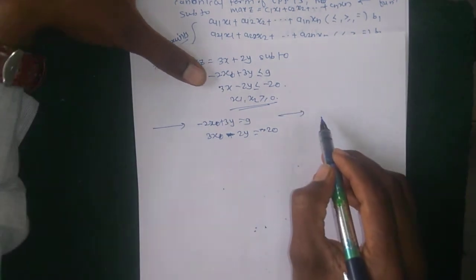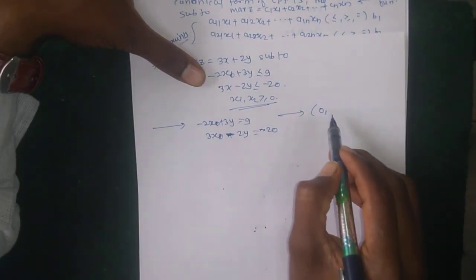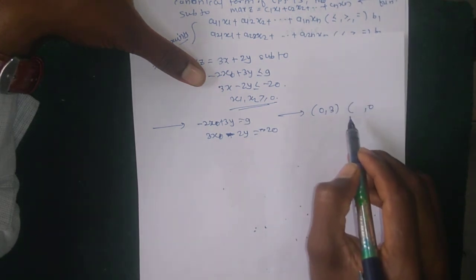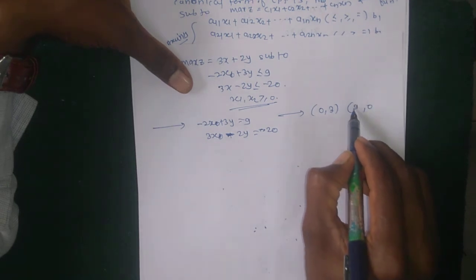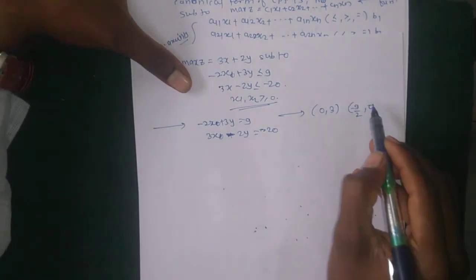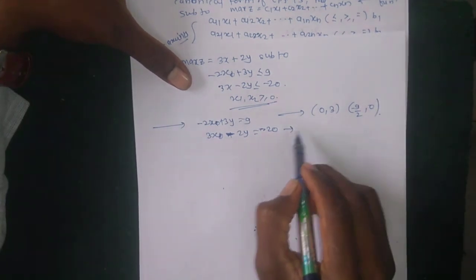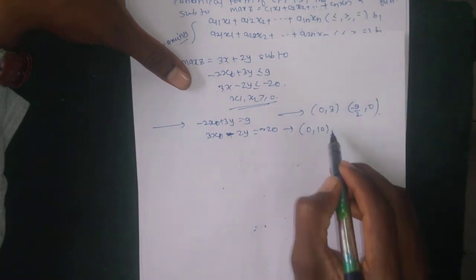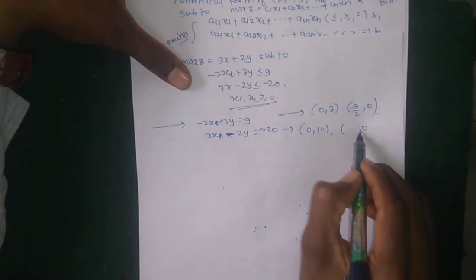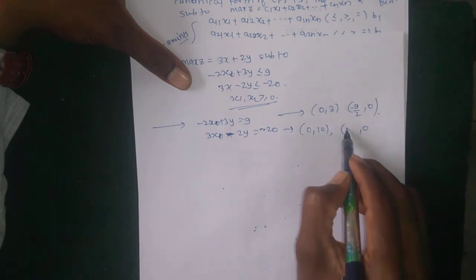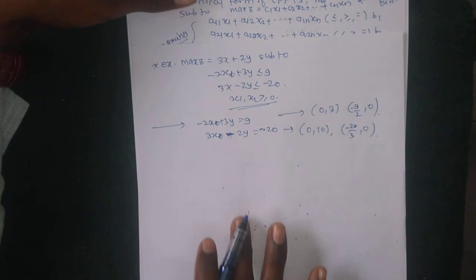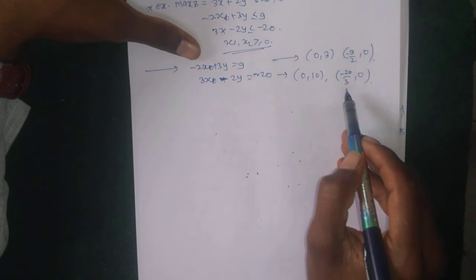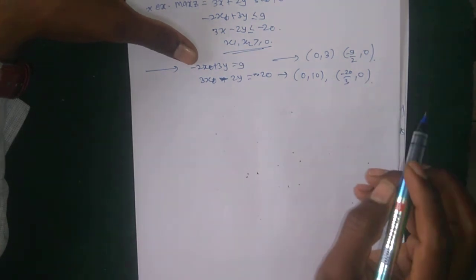Okay, points of the first constraint: when x is equal to 0, then y value is 3, and when y is 0, then x value is minus 9 by 2, which means minus 4.5. And for the second line, when x is equal to 0, then y is 10, and when y is 0, then x is minus 20 by 3. Minus 20 by 3 means minus 6.66.